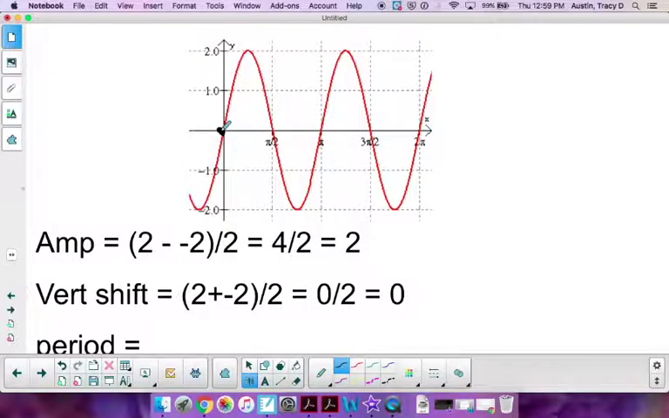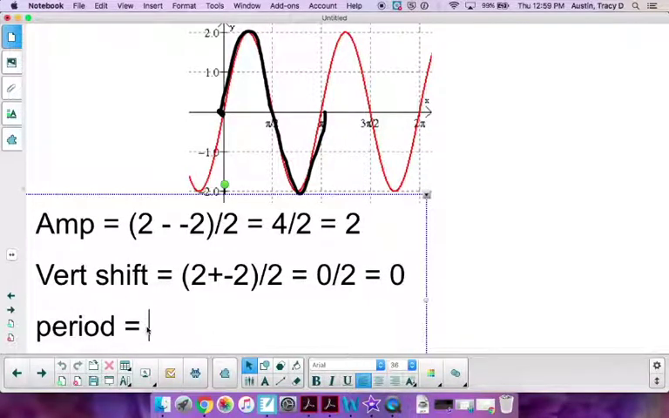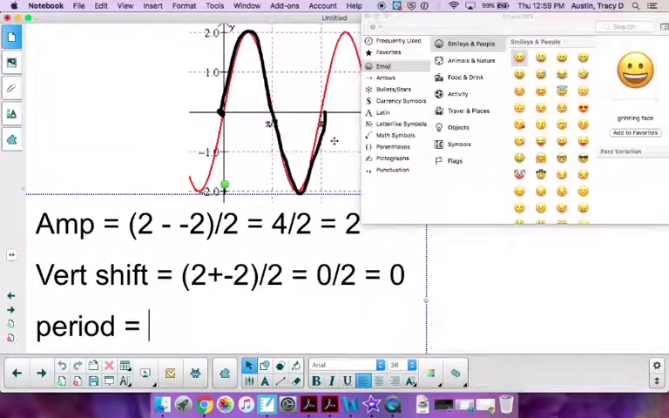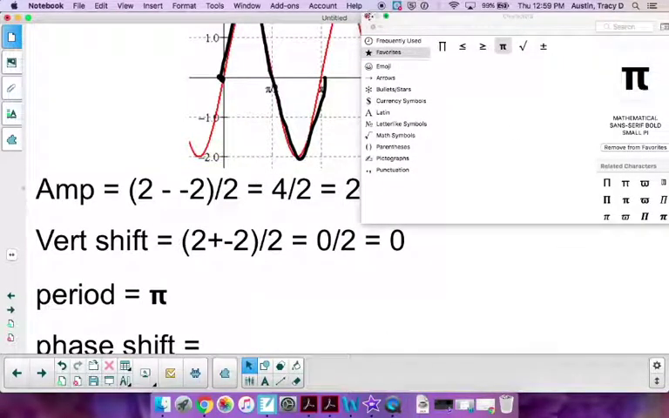Okay, we're going to call this a sine function, and we're going to say that this, all the way back to the middle, is our period. That's one full curve of the sine function. So our period, from 0 to pi, our period is pi. Okay, so our period is pi.